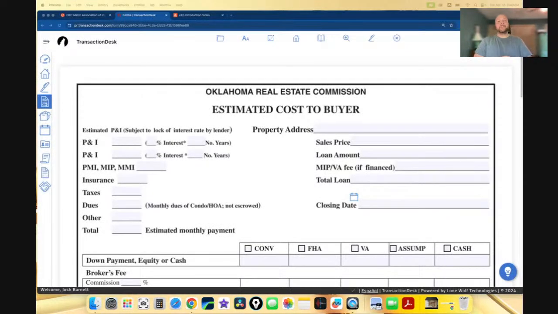I'm super excited to go over this form with you today. If you're a real estate agent or an aspiring real estate agent, the better you know this form, the easier your job will be. I absolutely promise you. Today we're doing an estimated cost to buyer on a USDA loan, as the title up above says, USDA example, estimated cost to buyer.